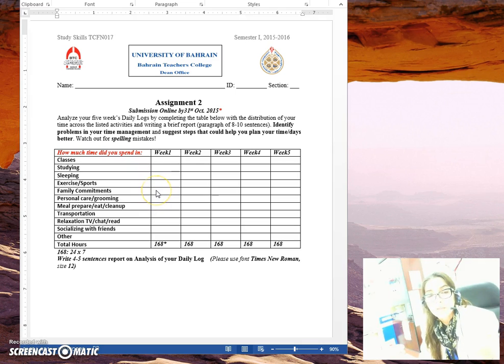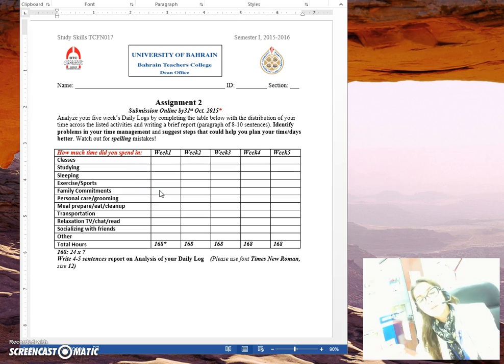Then exercise and sports. If you're spending time there, put the total number of exercise and sports hours in week 1, week 2, 3, 4. If you don't have any exercise and sports, your hours are 0, so you just put a 0. Or maybe one day you went for a walk for an hour or so, you just put that. Or maybe 2 days you went swimming, so you can put whatever time you did the swimming for. Family commitments: maybe you helped your family, taught your brother, whatever. Something which you've done regularly, you can put some hours under this category.